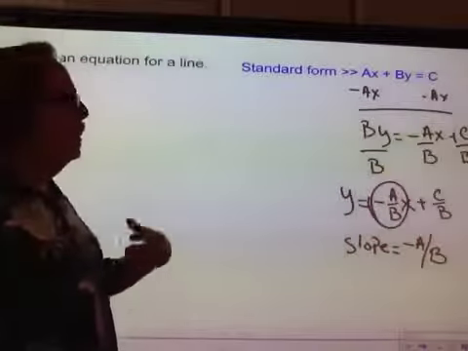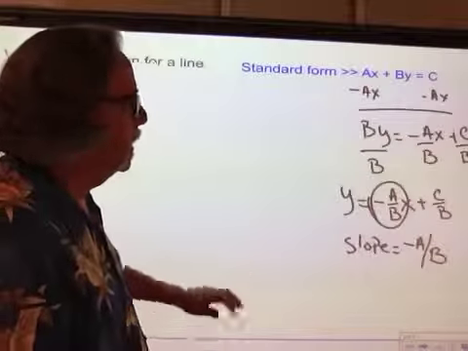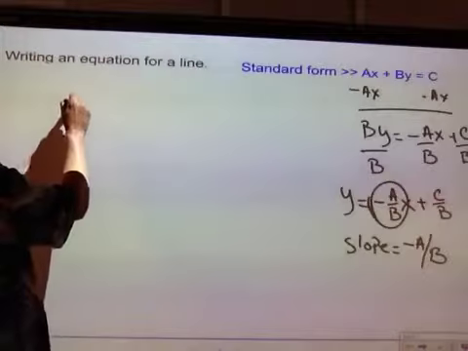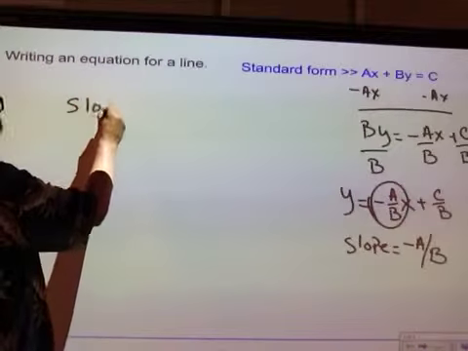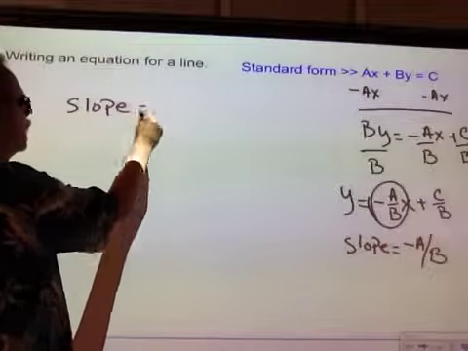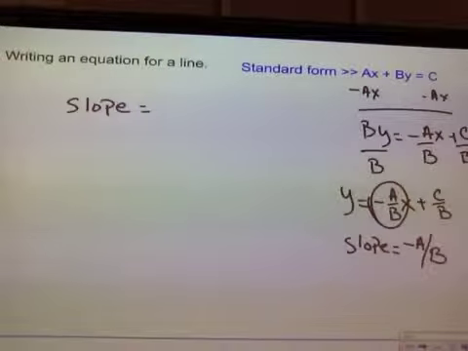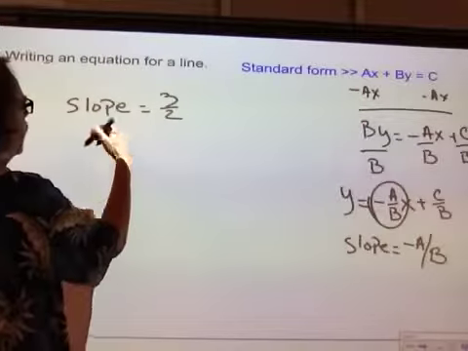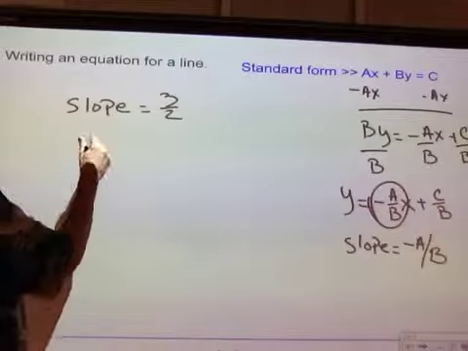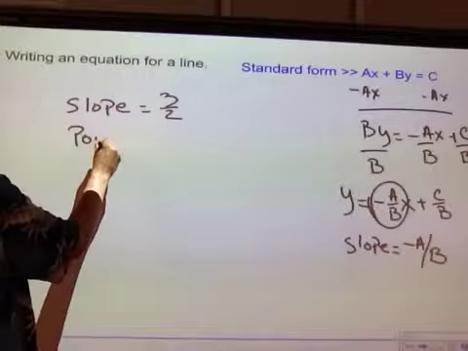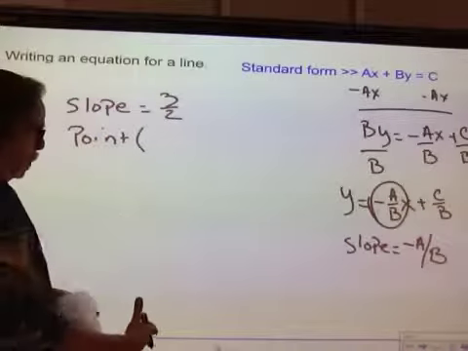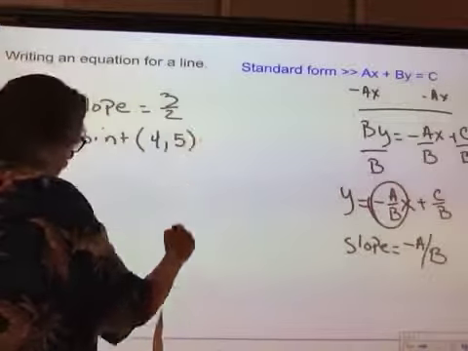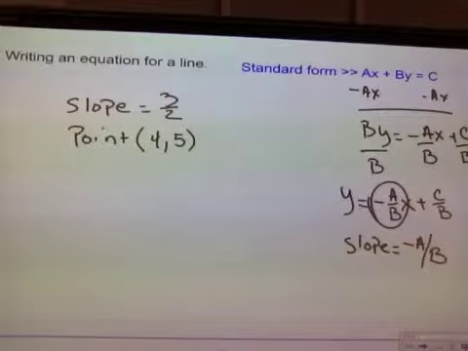Now, let's take a look at an example of how we're going to use that. So we'll write some numbers up here. We're going to say here that the slope of a line is equal to, and I'm going to use 3/2 for my example, and I need a point. We have to have the slope and a point. So let's say I have a point that is on the line and its coordinates are 4, 5. Okay, so there's a nice little sample problem.